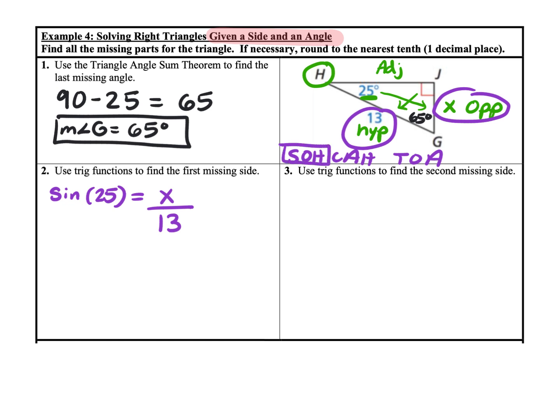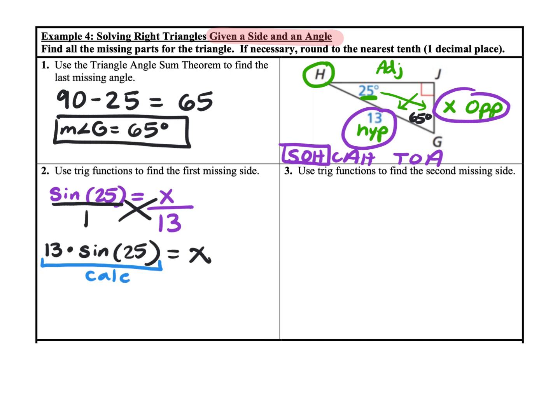Now that we've done this, we're going to go ahead and solve with cross products. So I'm making sine of 25 into a fraction by placing it over 1. And now our cross products are equal. So 13 multiplied with the sine of 25 degrees is equal to 1 times x, which is just x. And since x is already just by itself, all you need to do is grab your calculator, make sure you're in degree mode, and if you type in 13 times sine 25, the calculator gives you 5.49.